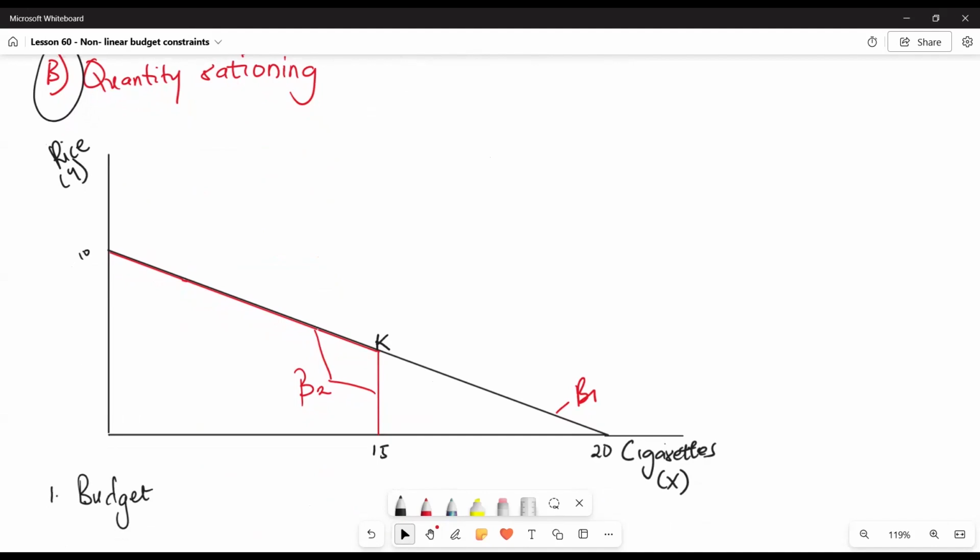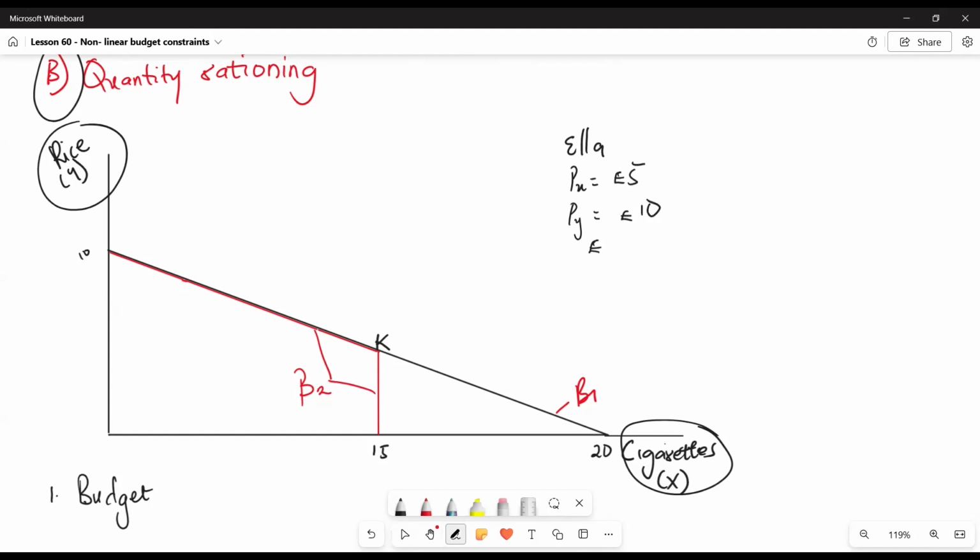So let's go back to a typical consumer called Ella, who consumes two goods, good X and good Y. In this example, we are going to consider cigarettes as good X and rice as good Y. If we assume that the price of good X is £5, the price of good Y, which is rice, is £10, and Ella's income is £100 per week, this brings us to a budget constraint of 5x + 10y = 100.